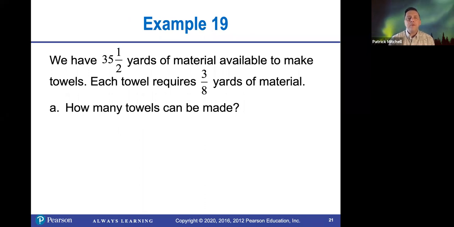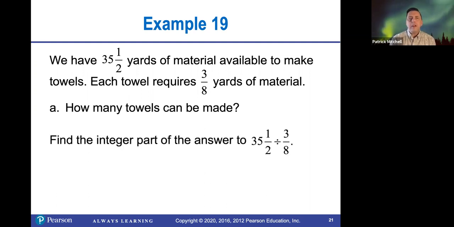Another example, if we have 35.5 yards of material available to make towels, and each towel requires 3/8 of a yard of material, how many towels can be made? So what we need to do there is find the integer part of the answer to 35.5 divided by 3/8. Notice that we're only interested in the integer part. If this comes out to be a mixed number, well, let's just see what the answer is.